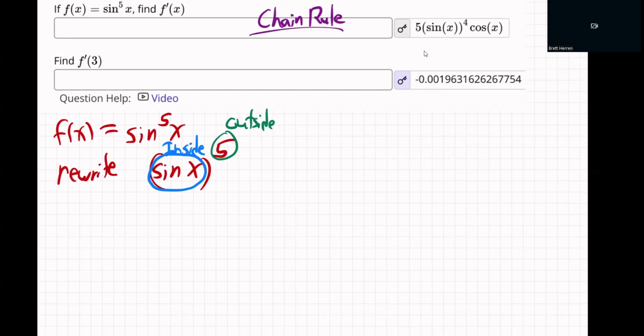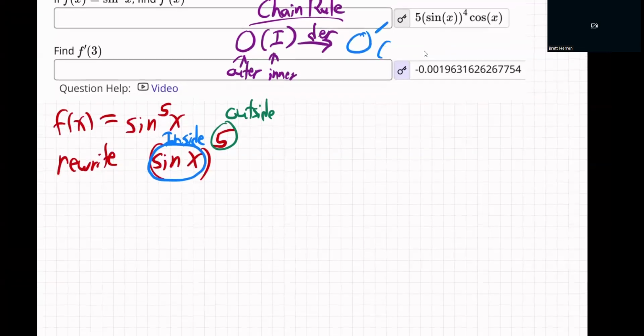And the chain rule says if you have like an outside function and an inside, this is the outer and the inner function. The derivative is the derivative of the outside. Oops, keep the inside the same at first, times the derivative of the inside.